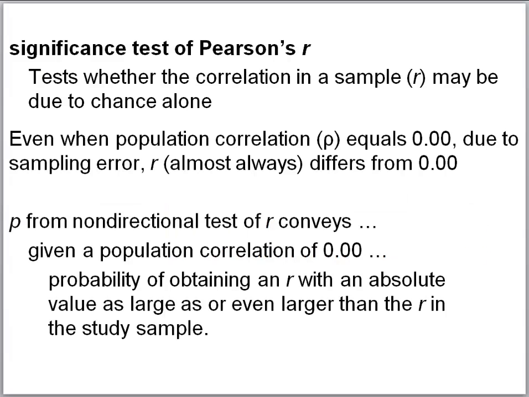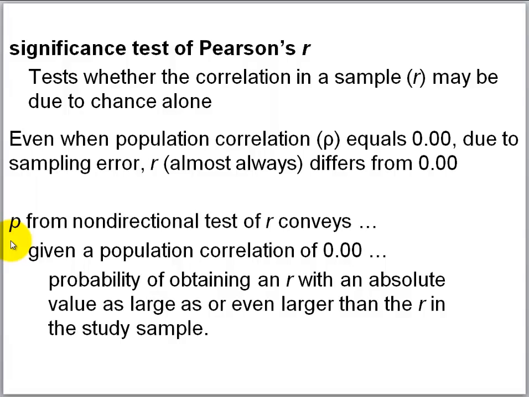The test of Pearson's r examines whether the correlation in a sample is likely to be due to chance alone. The basic idea is that even when the population correlation, symbolized by rho, equals 0, due to sampling error r almost always would differ from this amount. So is the correlation that we see in our sample one that's likely to be due to chance alone?